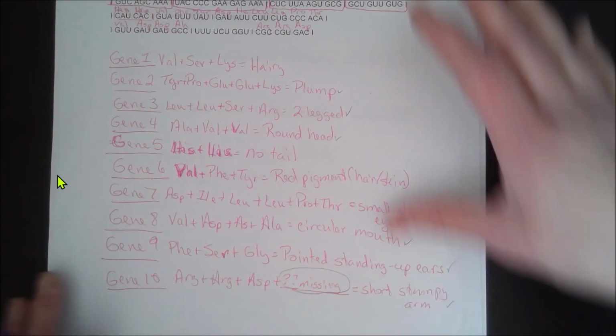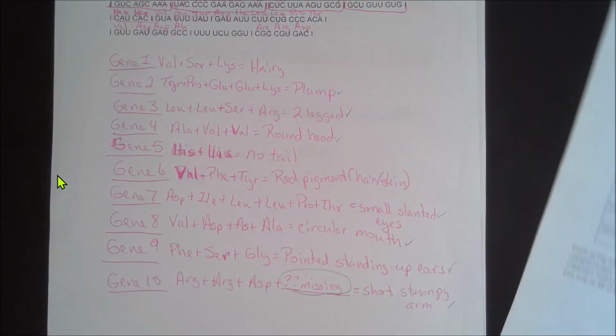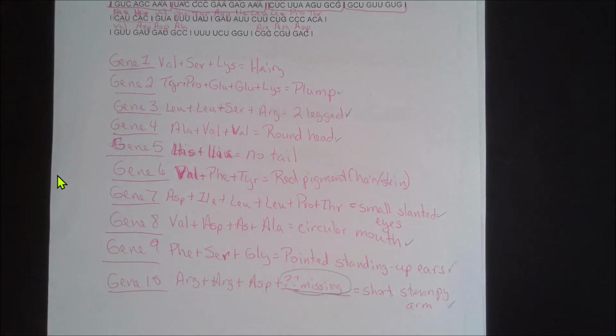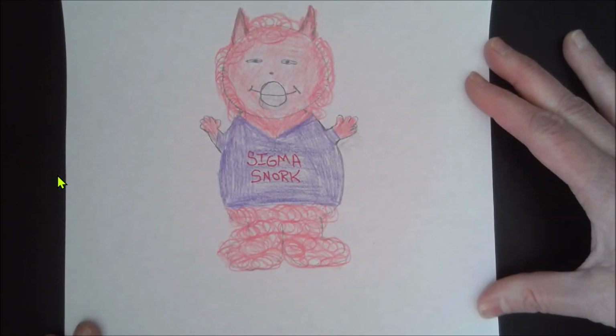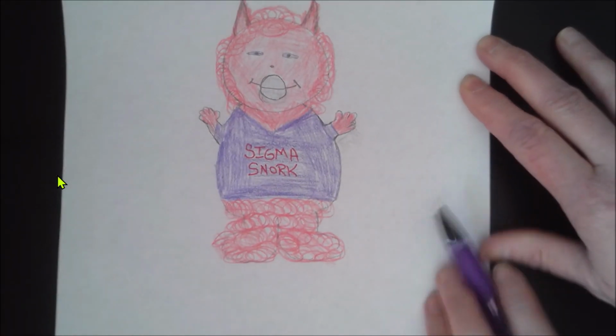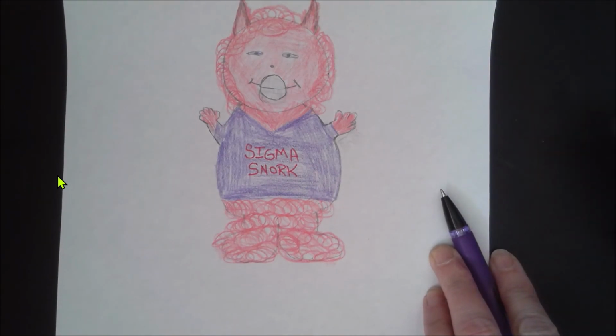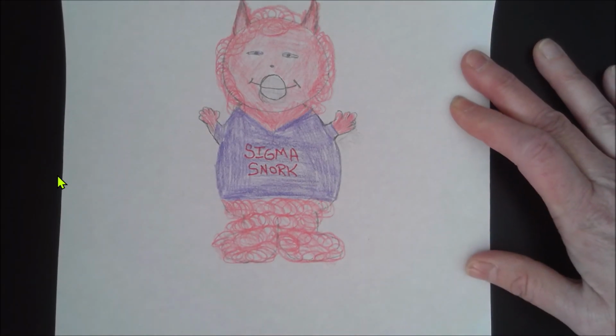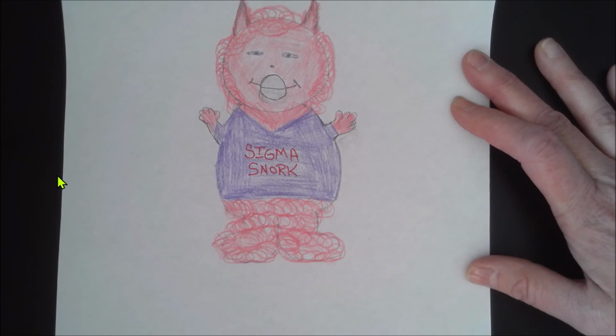Okay, so now after I have all of my genes, now I am going to draw my snork. And my snork that I drew is right here. He is, or she, could be a she, it is a hairy, plump, two-legged, round head, no tail, red pigment, meaning hair and skin is red, small slanted eyes, circular mouth, pointed standing up ears, short stumpy armed snork. So this is my Sigma snork right here.